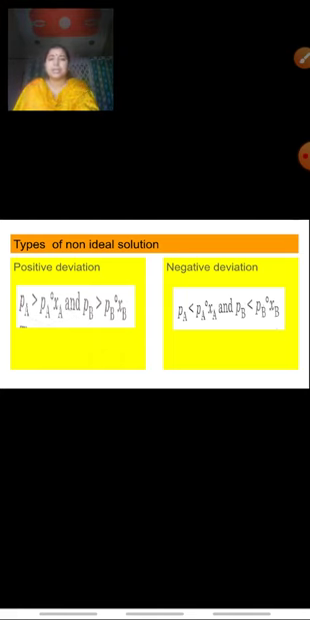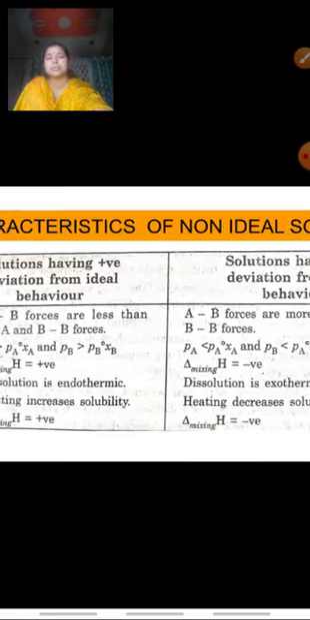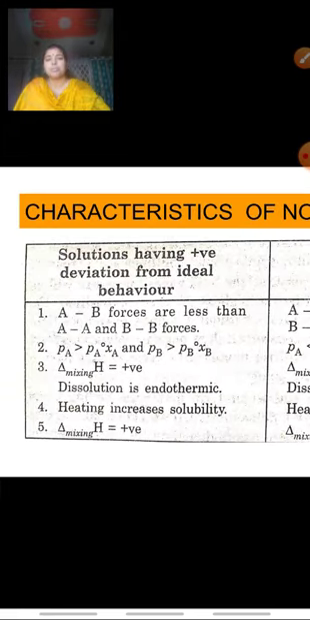Now coming to the characteristics of non-ideal solutions showing positive deviation. Now children, as I told you, non-ideal solutions are those for which PA is not equal to P naught A chi A and PB is not equal to P naught B chi B. For a non-ideal solution showing positive deviation, PA is greater than P naught A chi A. Similarly, PB will be greater than P naught B chi B.